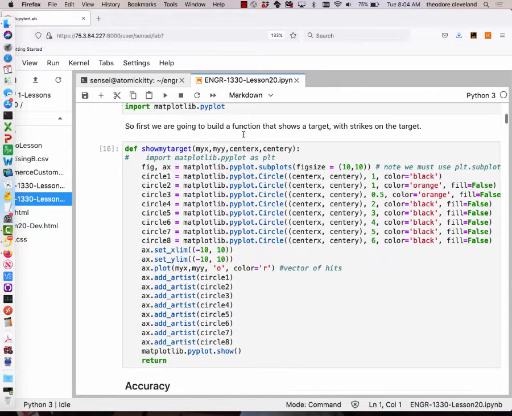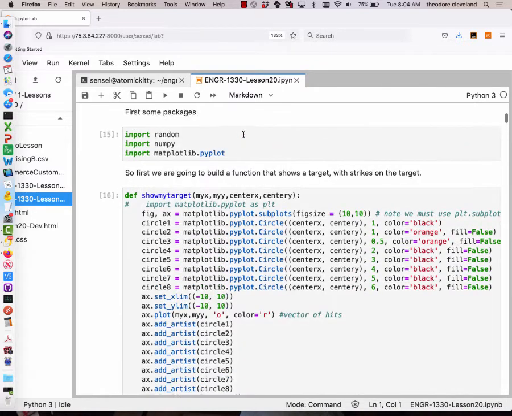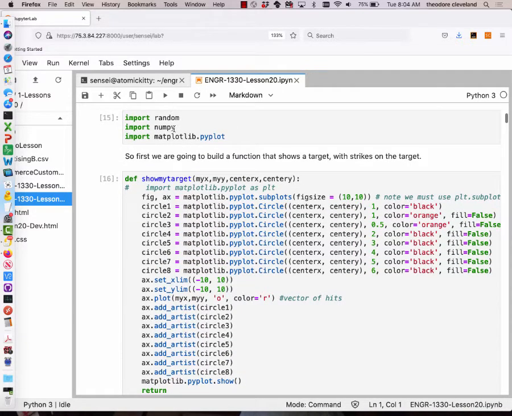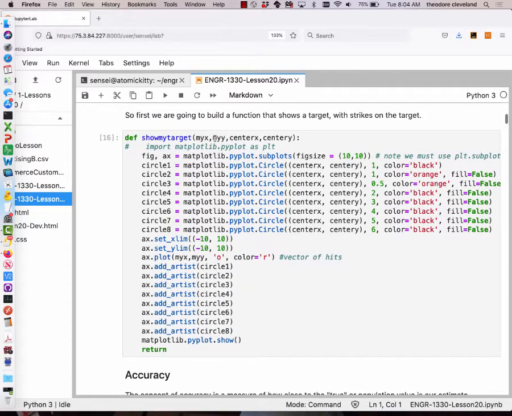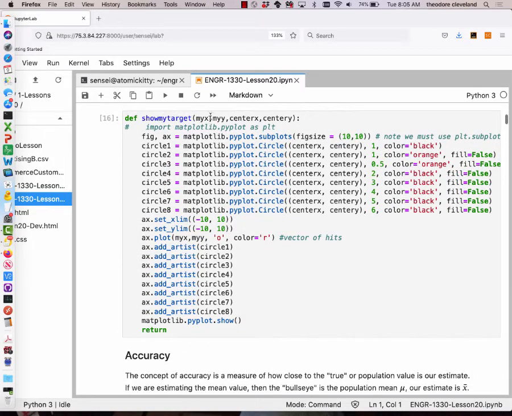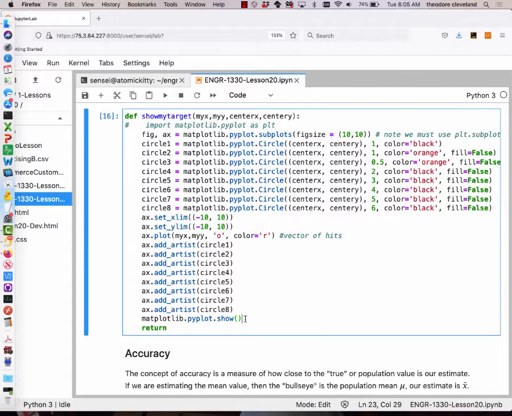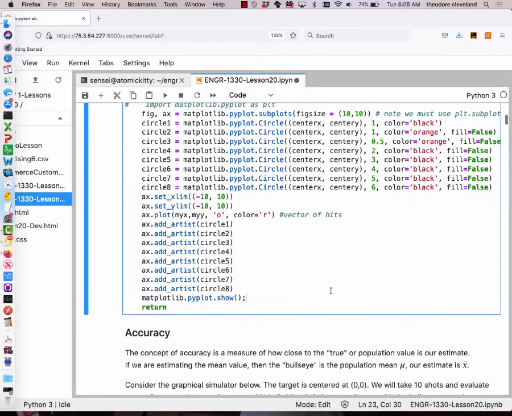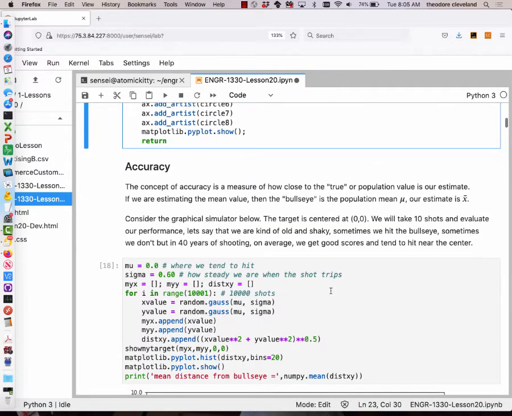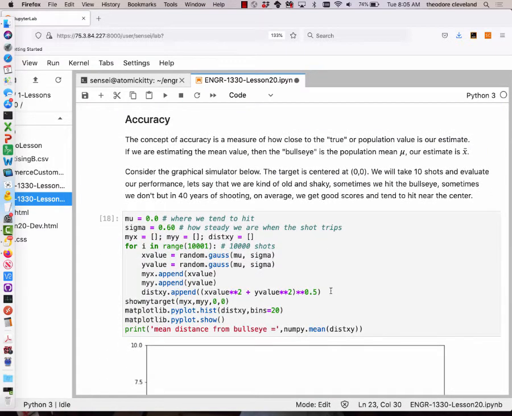So we'll load in some packages, mostly random and NumPy, and then a plotting package. And we're going to make a function. What's the name of this function? For anyone who's looking up there, it is show my target. And there's a whole lot of lines in it, but nothing is particularly difficult. All it's doing is making concentric circles, and then it's going to add them and then generate the plot. And I think I'm going to modify it so that it doesn't return the address of the object.